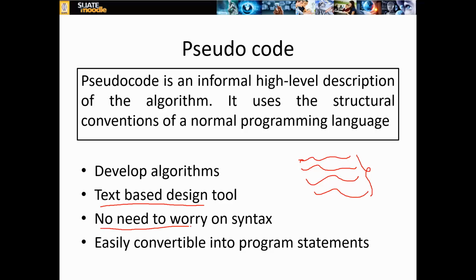Here it again mentions no need to worry about syntax, right? We are not going to check whether this is syntactically correct or not, because it will be checked when we convert this into the real program code, right? Instead, what we are going to do is just write down the way we understand the steps that we are going to give to our program. Easily convertible into program statements, because this is similar to the program statements, even if it's not the same. Therefore, it can easily be converted into program code, right?